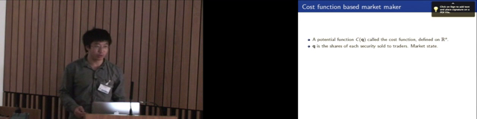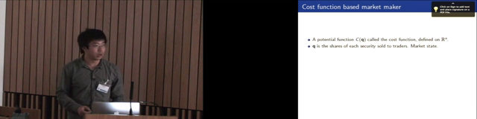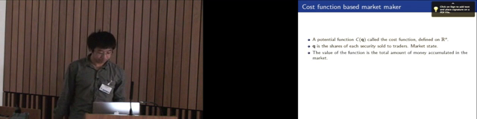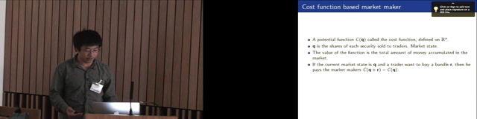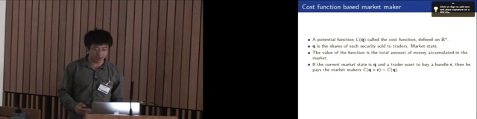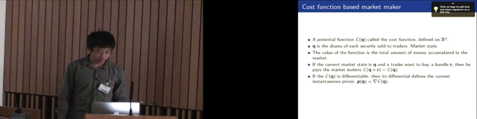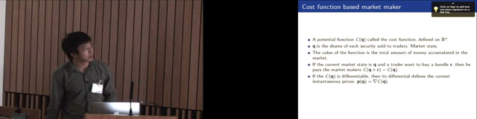I think you will agree with that, because once the cost function is fixed, this quantity Q completely determines the behavior and properties of the market. The value of the function is the total amount of money accumulated in the market. So if the current market state is Q and the trader wants to buy a bundle R, where a bundle R is a vector of n components, meaning the number of each security a trader wants to buy, then he pays the difference of the cost function. It should be noticed that when the cost function is differentiable, then its gradient defines the current instantaneous price, which we denote as P of Q.